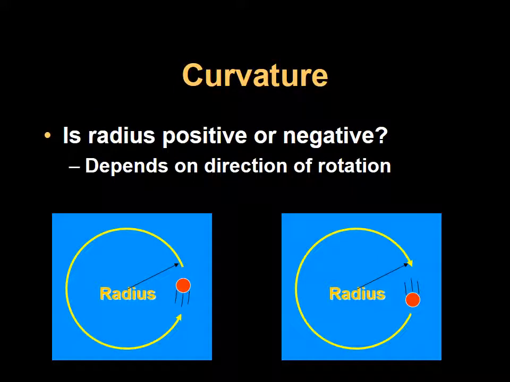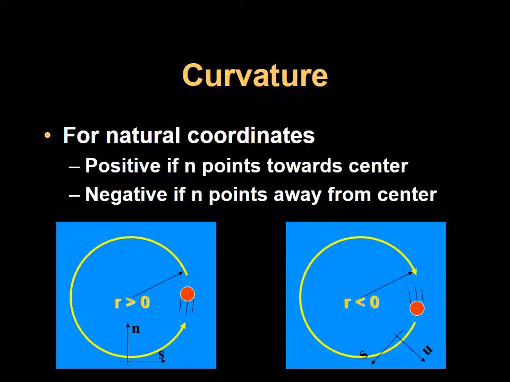That begs the question, when is it positive or negative? Because the wind can travel in different directions. It can rotate clockwise or counterclockwise. As a reference, we have to come up with some way of describing when it's positive and negative, and we do that using natural coordinates. When we draw our natural coordinates, if n is pointing to the center, then we say the radius is positive, and we have positive vorticity. If n is pointing away from the center, when you draw your streamline, then we say the vorticity is negative.